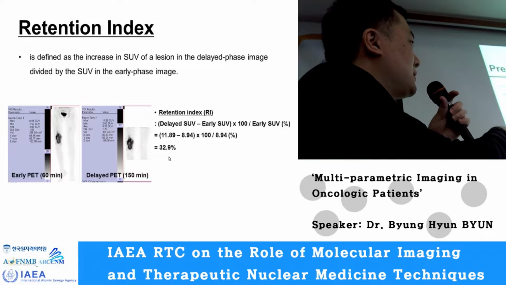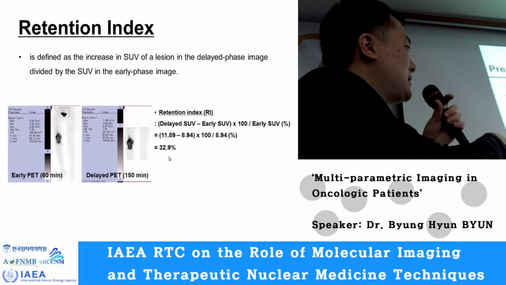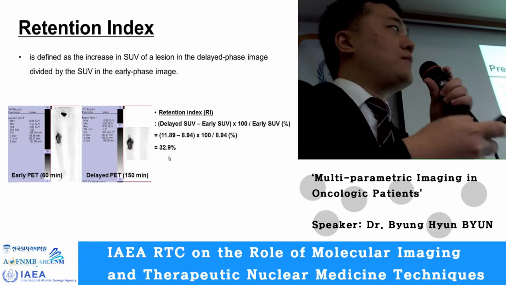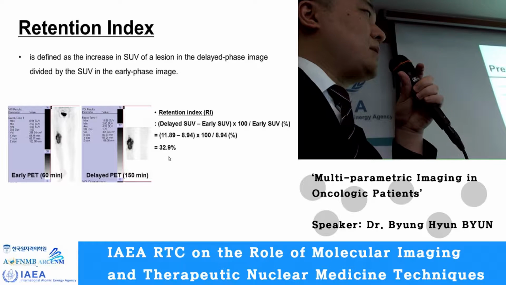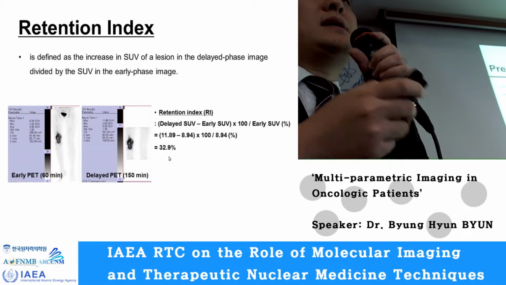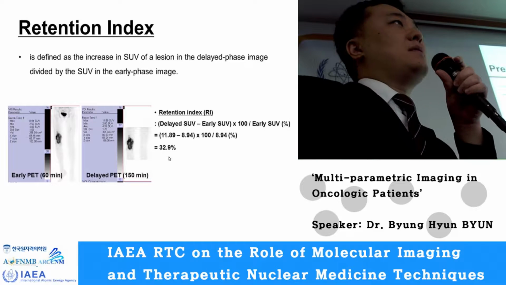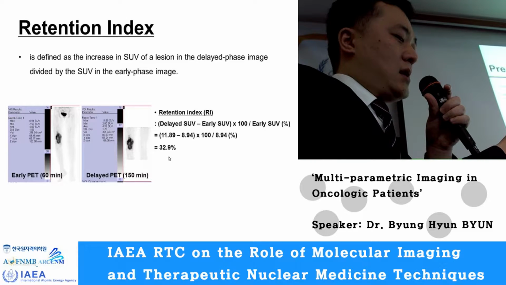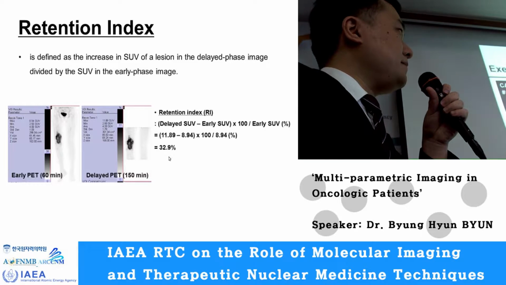Other parameters such as SUV or retention index on the post-treatment PET could predict the histologic response. And if we can predict the histologic response before the initiation of chemotherapy, it is very useful for clinical practice.